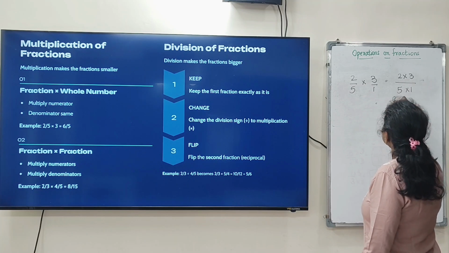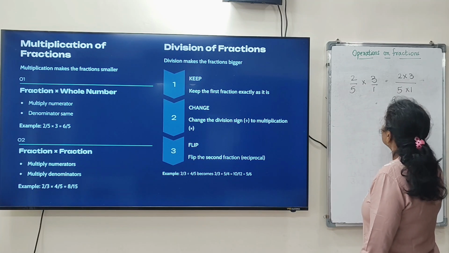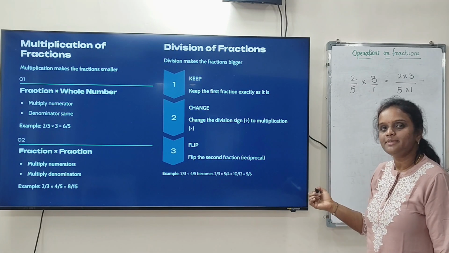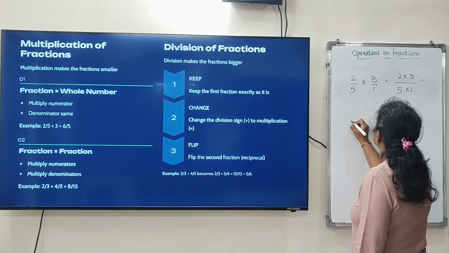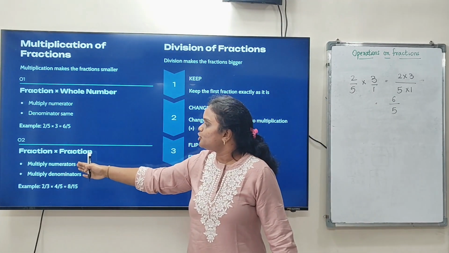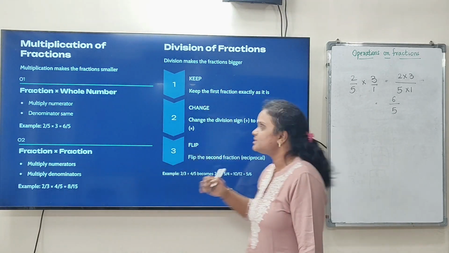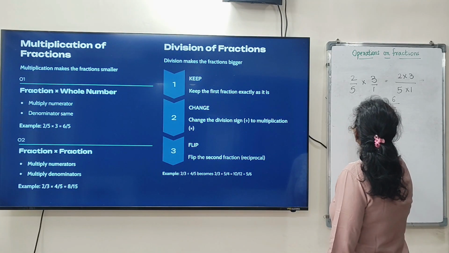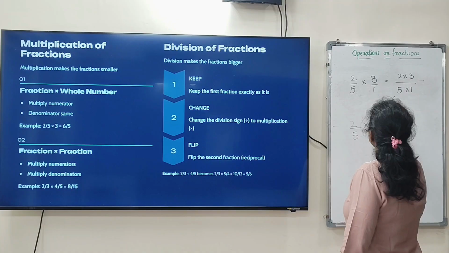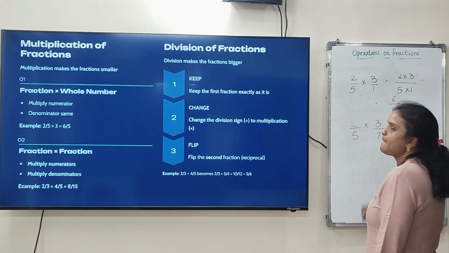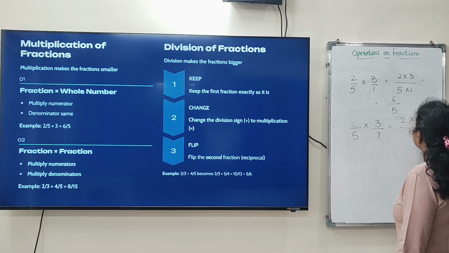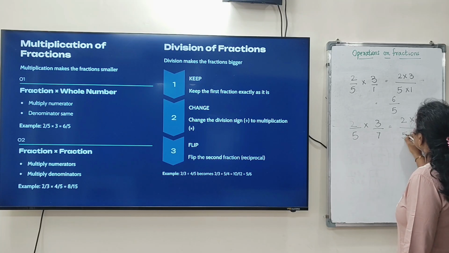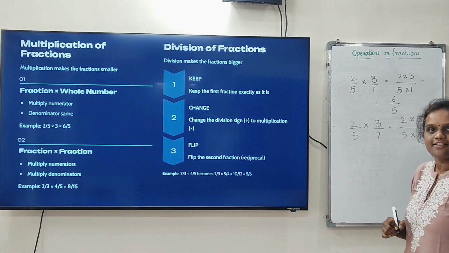What is the fraction here? 2 into 3 is 6, 5 into 1 is 5. It's so simple. Now let's go to the second one. Fraction multiplied by fraction. The same thing, multiply the numerators and multiply the denominators. Let's take an example of 2 by 5 into 3 by 7. Multiply the numerator with numerator, 2 into 3, and multiply the denominator into denominator, 5 into 7.